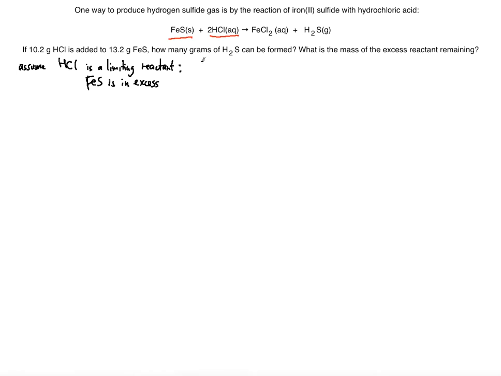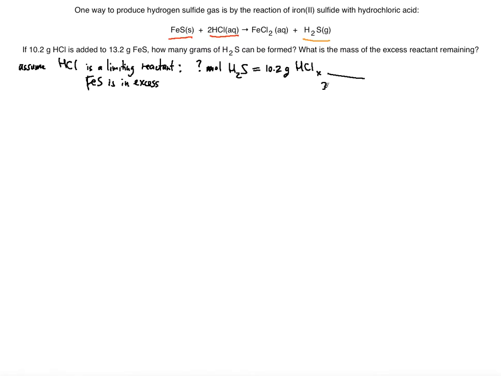That means we have to find the number of moles of H2S, okay, the number of moles of the respective product, right? Because this is the product that we're looking at. This is the product that we want, right? Because that's what the question is asking you. Okay, so the number of moles of H2S, first we take 10.2 grams HCl, and then we're going to convert it to moles.